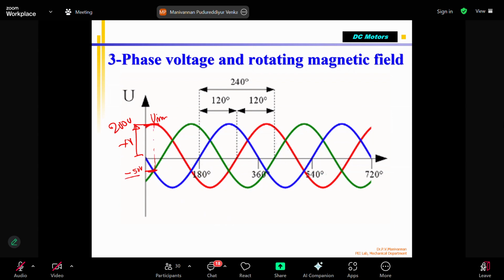So which has the maximum? The maximum current will be flowing through the R phase. The magnetic flux created by the R phase will be more compared to the other two phases. But as this phase starts declining, the green phase is increasing, correct? After this, the green increases more. So at any given time, the magnetic flux created by red, green or blue will be peaking compared to the other two. So the resultant magnetic field will be a rotating magnetic field. I am going to show in the next slide how it works.